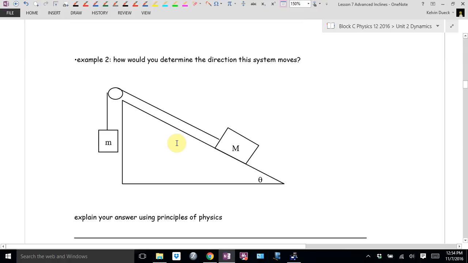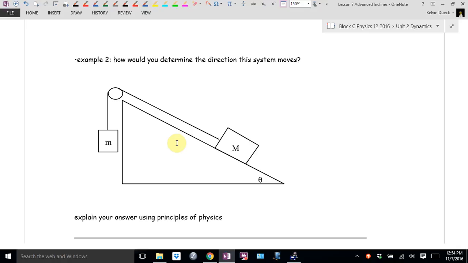You are, Courtney, on your test, going to see an Atwood machine hanging off a cliff where you have a ramp, like example 2. You are going to see that. And so here's my first question. How can you figure out which way this is going to move? It's tougher than you think.